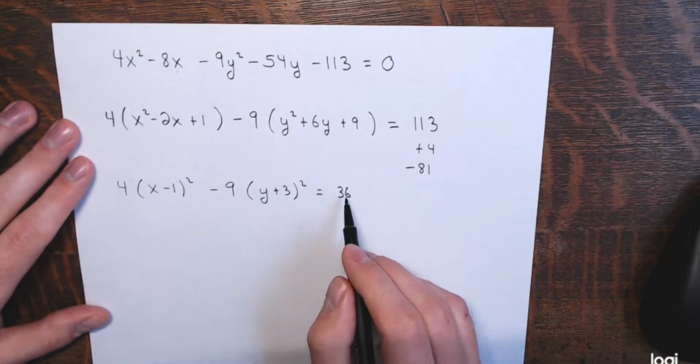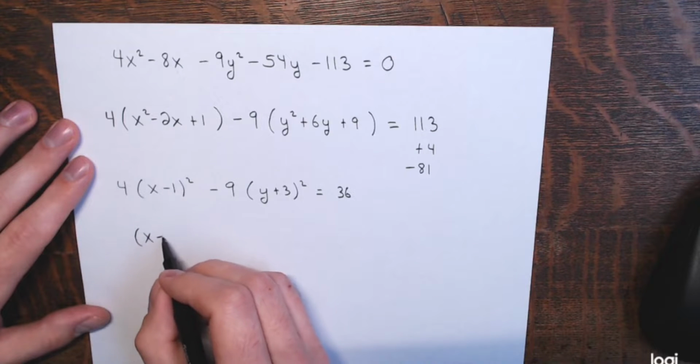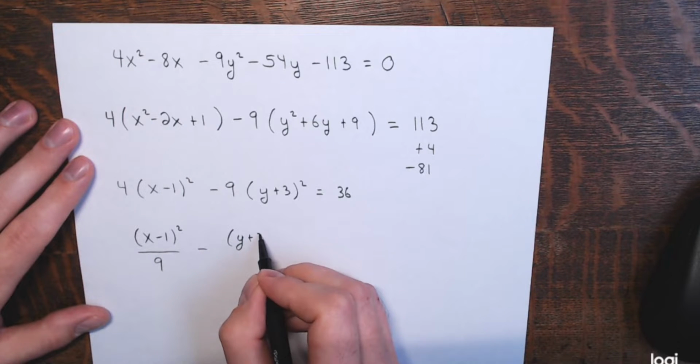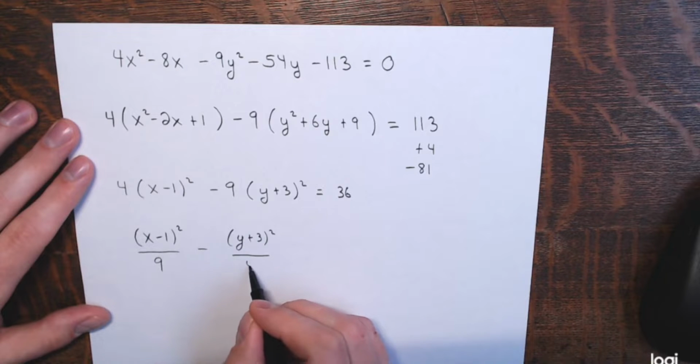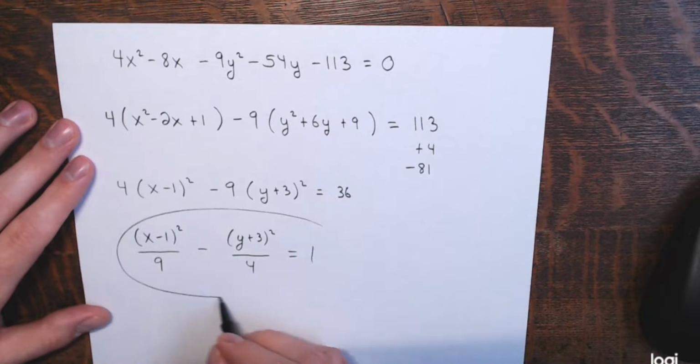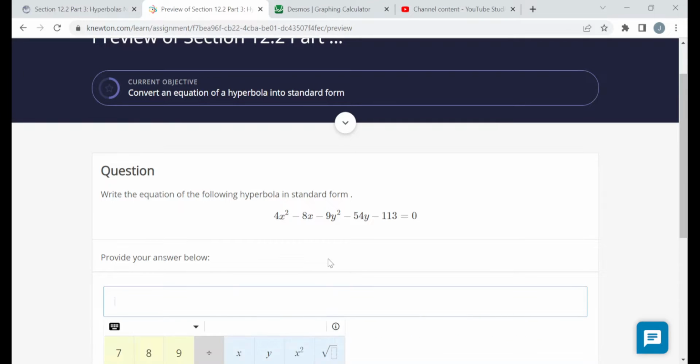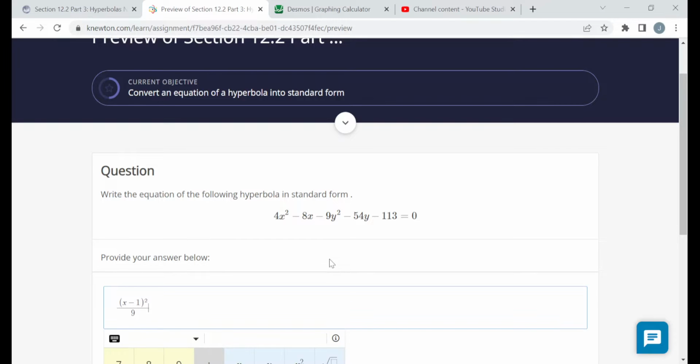And then dividing everything by 36, we have x minus 1 squared divided by 9 minus the quantity y plus 3 squared divided by 4 equals 1. And this is what they want here, the equation in standard form for a hyperbola. Alright, and just typing that in. So x minus 1 squared divided by 9 minus y plus 3 squared divided by 4 equals 1. And that should be good.